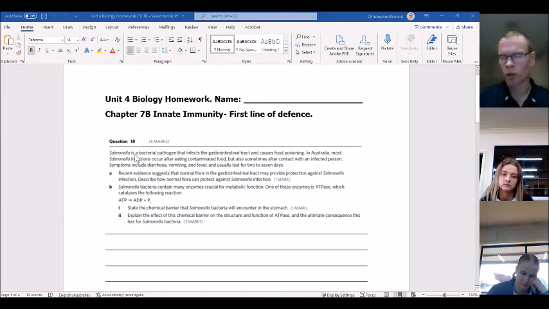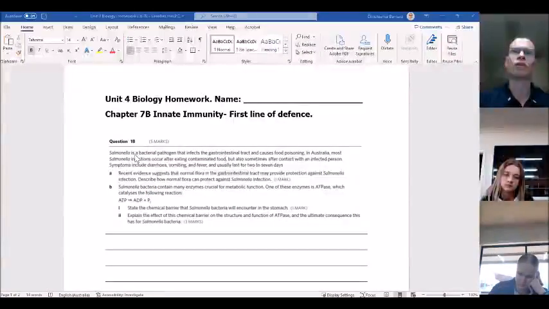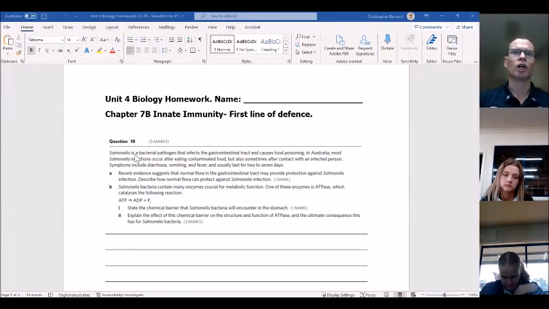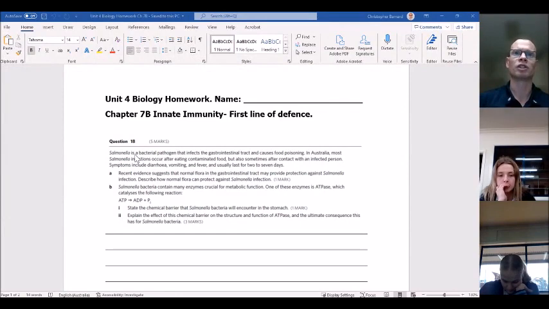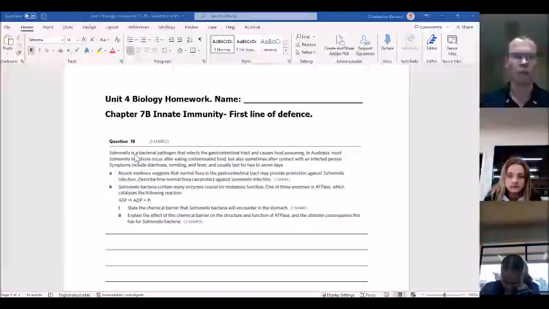Salmonella is a bacterial pathogen that causes food poisoning in Australia, usually after eating contaminated food, but sometimes after contact with an infected person. Symptoms include diarrhea, vomiting and fever, usually lasting for 2 to 7 days. Part A: recent evidence suggests that normal flora in the gastrointestinal tract may provide protection. Describe how normal flora can protect against salmonella. It's only worth 1 mark. You don't need to say a lot, but what would you say in response?